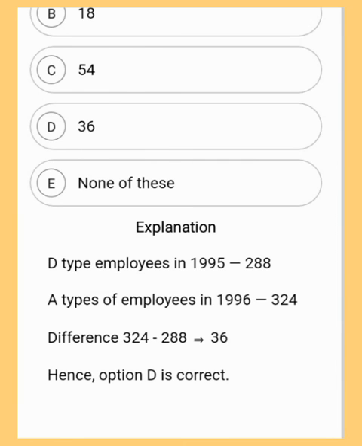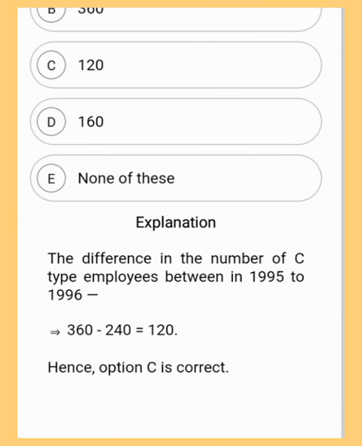Moving to the last question explanation. The difference in the number of C-type employees between 1995 and 1996 is 360 minus 240, which is equal to 120. Hence option C is the correct answer.